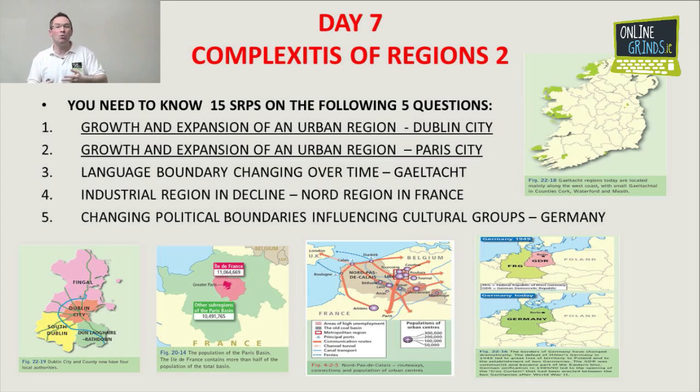Then you have a language boundary changing over time, so the decrease in the size of the Gaeltacht. Then you have an industrial region in decline, or the Nord region, the old heavy industrial region in the Nord, which has suffered from deindustrialization over time, and how the French government have managed to counteract that. And then the last one on that is changing political boundaries and how this has influenced cultural groups. So you're looking at East and West Germany and its reunification, and the problems and issues that are created as a result of amalgamating them back together.